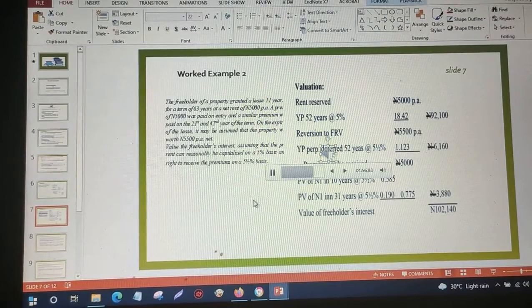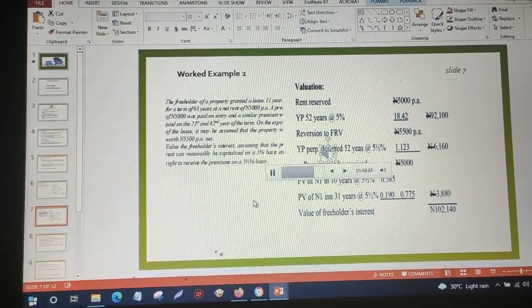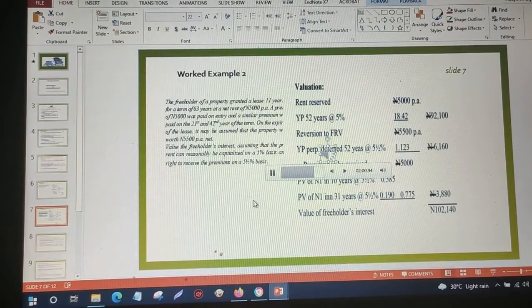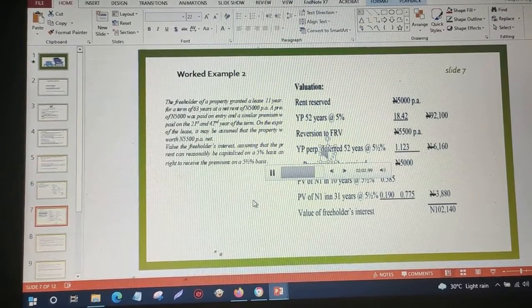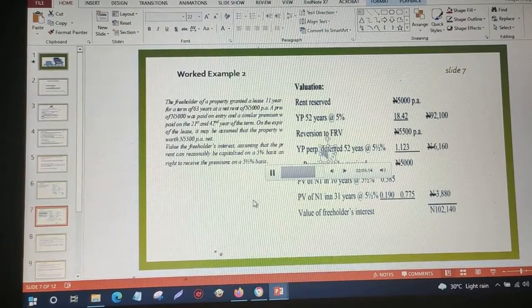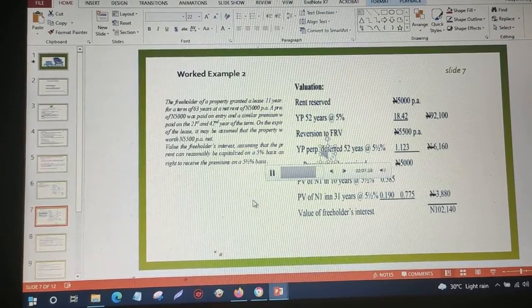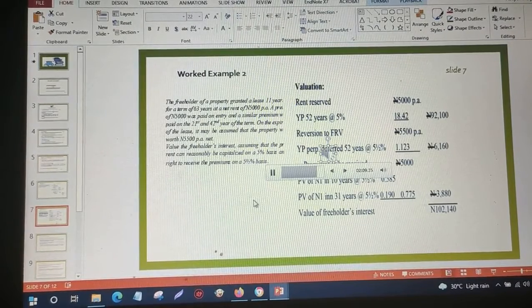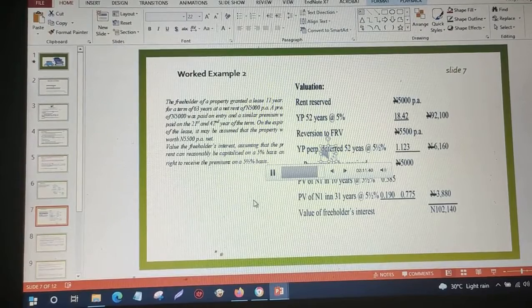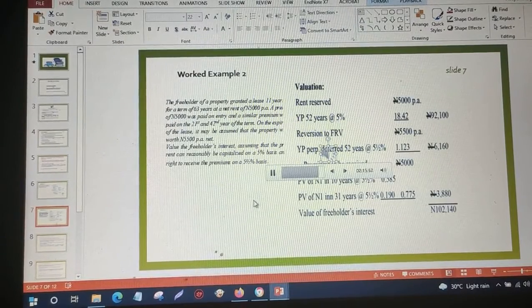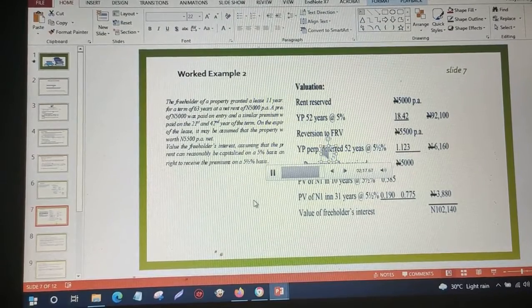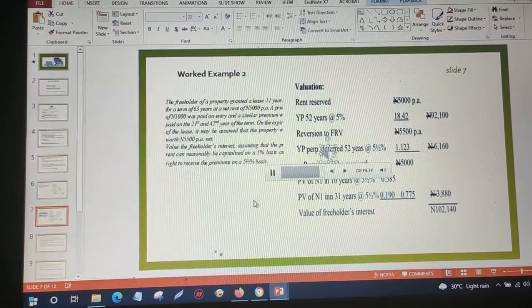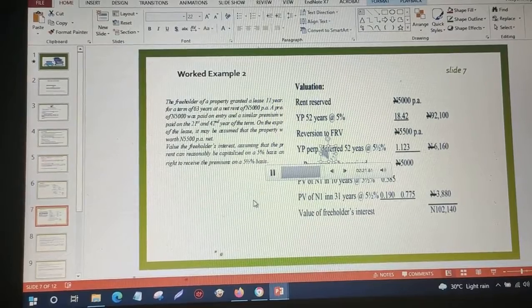Then the premium to be received, 5,000. You can see the first one is discounted. You are only using the second one of 21 years, not the one paid on entry. So you have 10 years at 5.5. Then you PV it to 31 years, because 31 years is what will be unexpired. PV has to wait for 31 years to collect that.